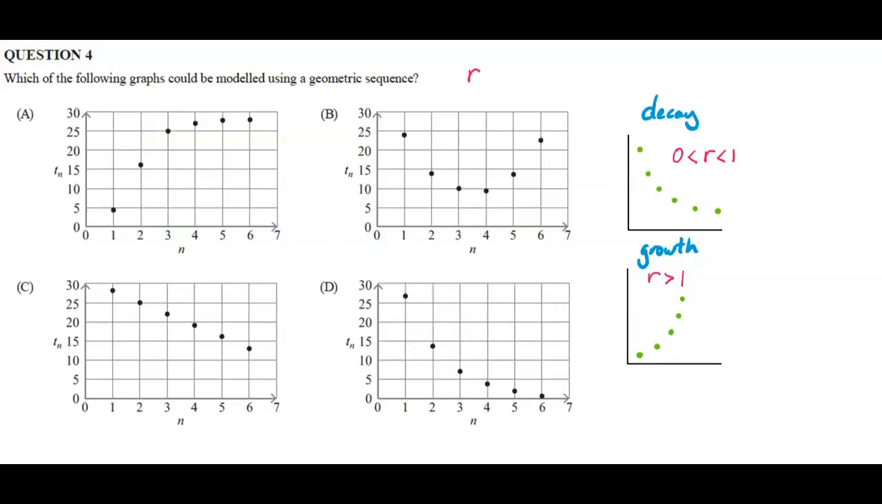So if we look at A, we see A comes up and then it seems to peter out. So it's neither growth nor decay. B seems to have a parabolic shape to it. C almost looks like it's constant going down. So actually C could be an example of an arithmetic sequence. But D, which is our solution here, it comes down in a decay graph. So the solution for this one is D.